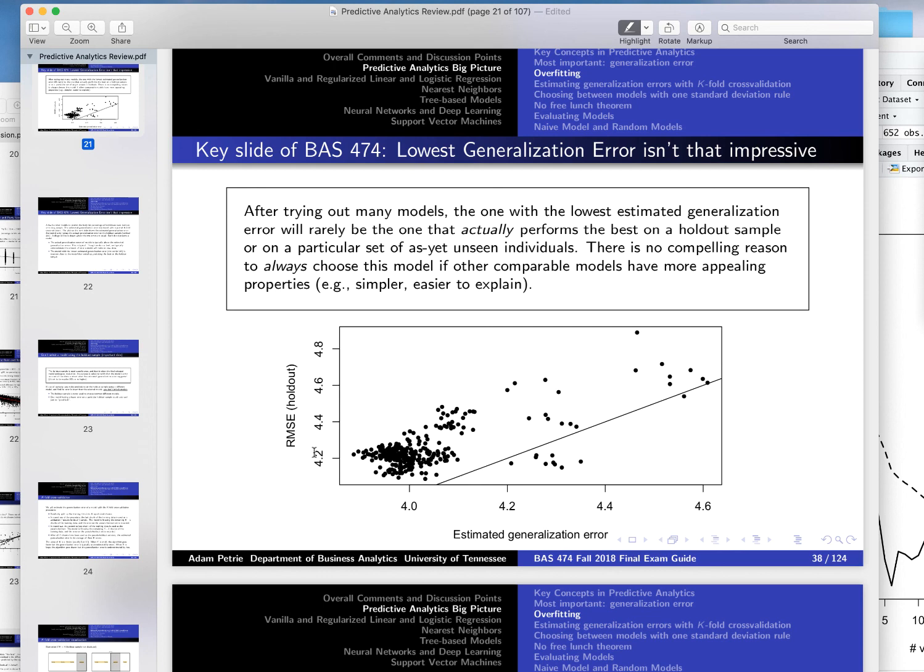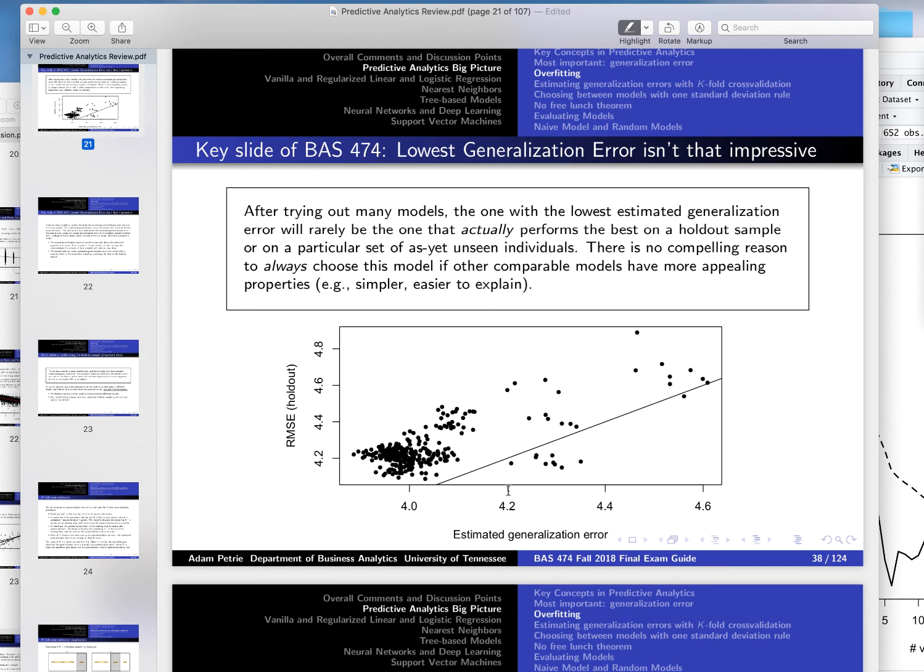And what we find is two things. Number one, this diagonal line represents where both the values match up exactly. The estimated generalization error matches up exactly with what it was on that holdout sample. Now, that's never really going to be the case, but what we see here is that there's a trend. Very often, the estimated generalization error is overly optimistic. We find that the actual generalization error is typically above this line.